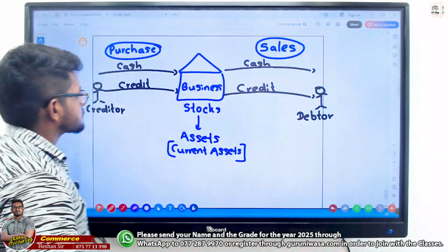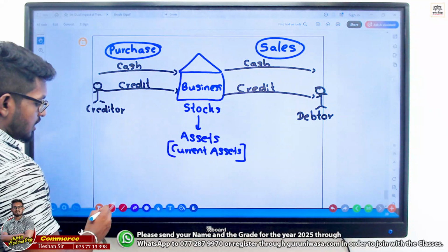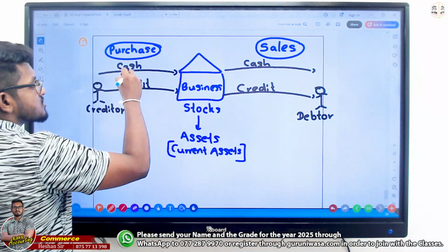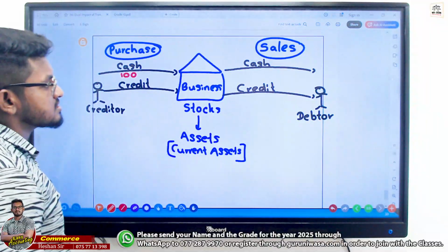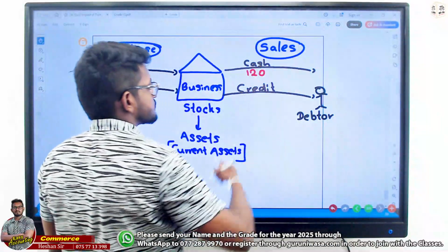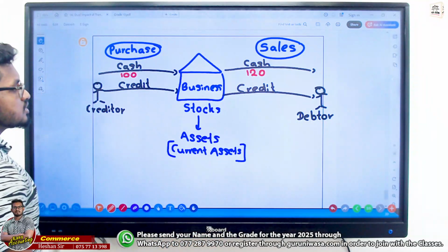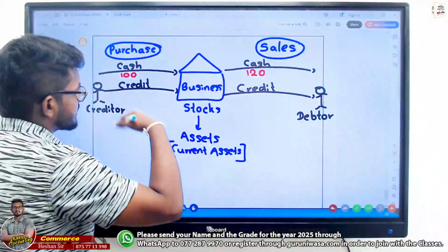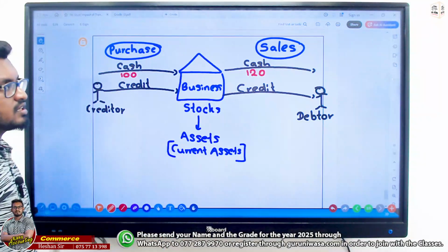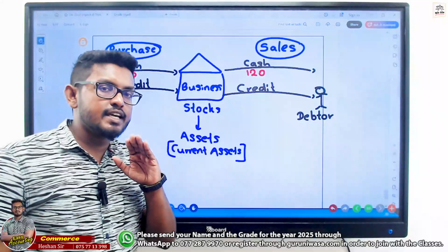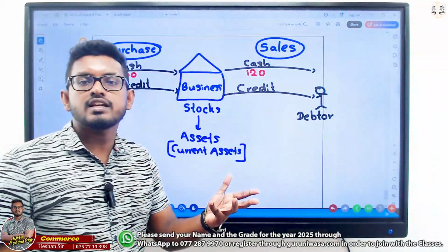Now, this is the important part. Think we purchase stocks for 100 cash. I intend to sell it for 120. So 100, either on cash or credit basis. My intention is to keep a 20 margin for each and every selling.